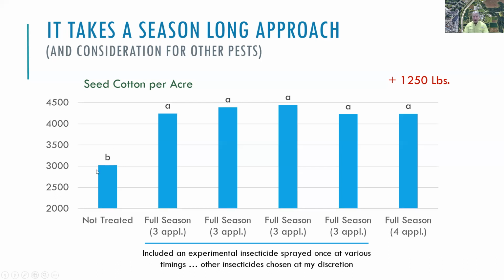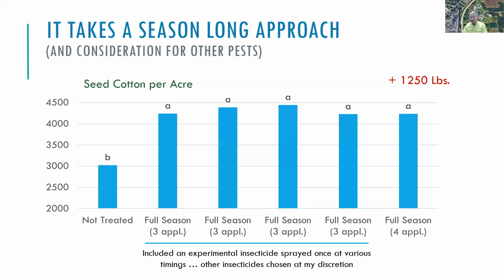Now, in this particular test, we're evaluating an experimental insecticide that was treated at different timings, like first square, first bloom. And then the other treatments were made at my discretion based on our treatment thresholds and using the chemistries that I thought best fit. So it might be a tank mix, it might be just a solo application, and it varied for each treatment.